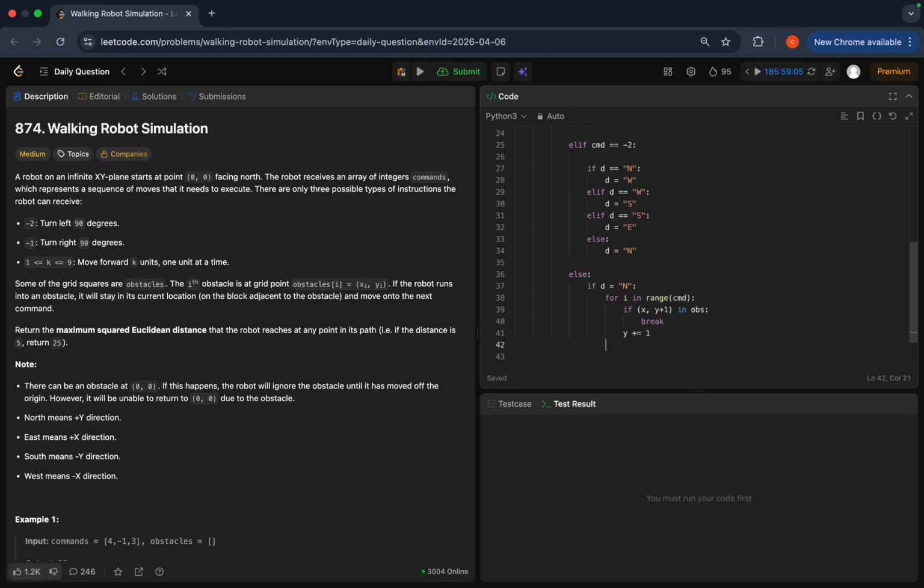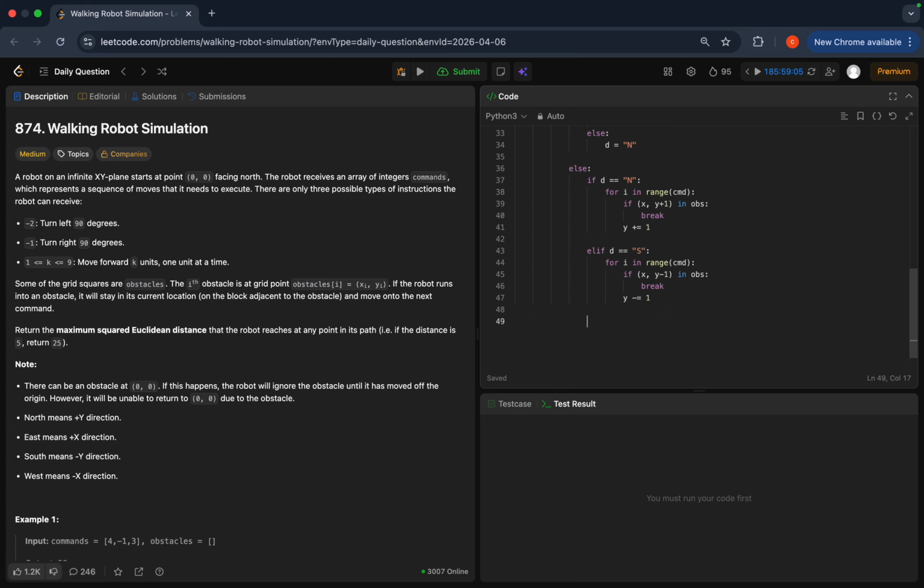So this will be same, but for south we have to decrement. So elif d is equal to south, then what happens is, yes, so now we will be decrementing because we are moving in the negative coordinate, right? So this should be decremented by 1. So now this is done.